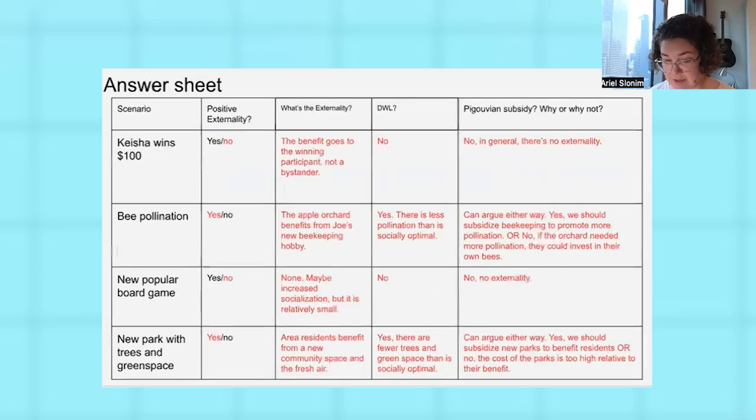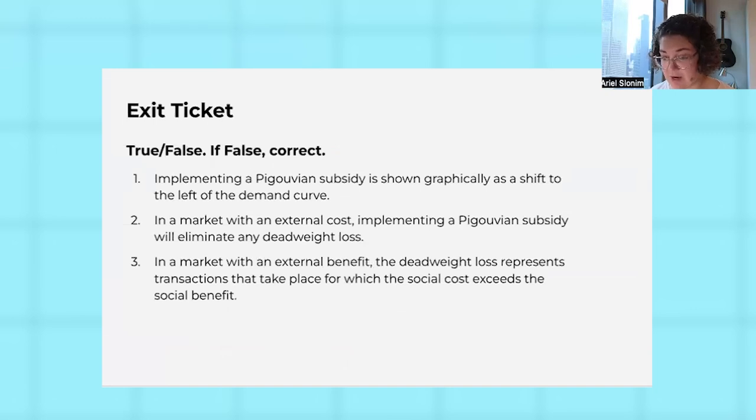As always, we have an answer key for you, and then we've got your exit ticket. These are true-false questions. Students can practice and review their understanding of positive and negative externalities.